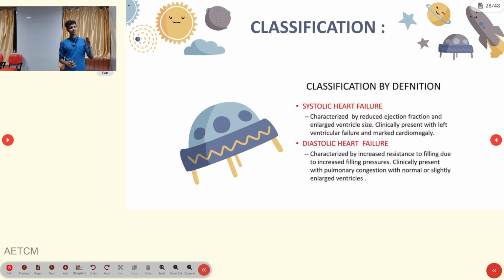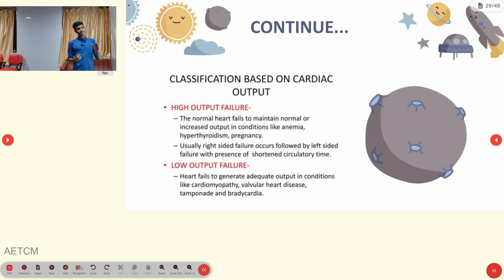Classification wise, by definition, we are classifying into systolic heart failure and diastolic heart failure. Systolic means contraction, so something is affecting the contractile function. Diastolic means some cause is affecting the relaxation of the heart. That is systolic and diastolic heart failure. The second is high output failure and low output failure, based on the cardiac output.